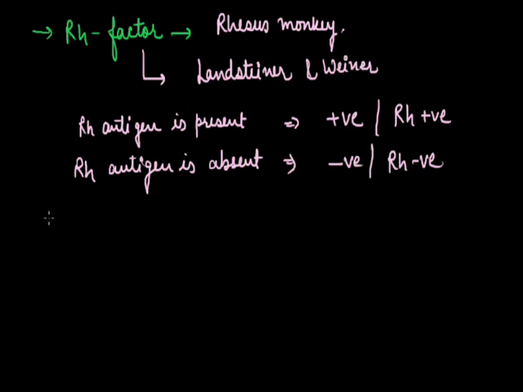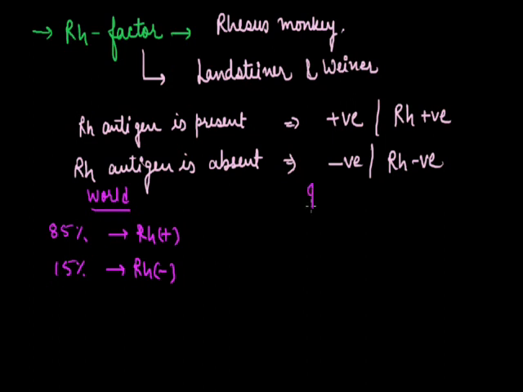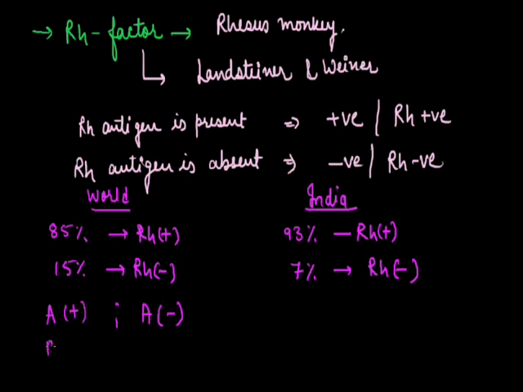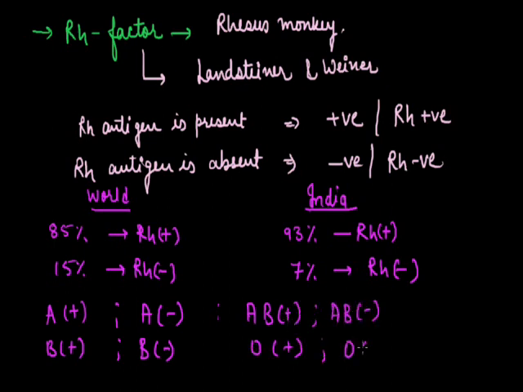In the world's population, 85% of people are Rh positive and 15% are Rh negative. But in India, 93% of people are Rh positive and 7% are Rh negative. So now the blood groups are called A positive or A negative, B positive or B negative, AB positive or AB negative, O positive and O negative. So instead of 4, we have 8 blood groups right now.